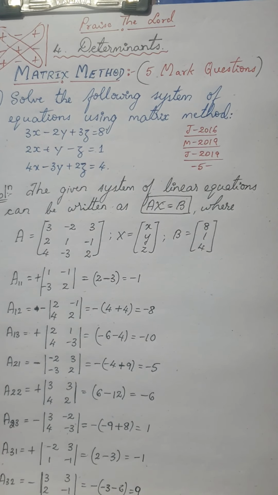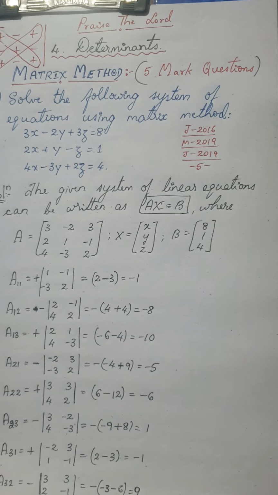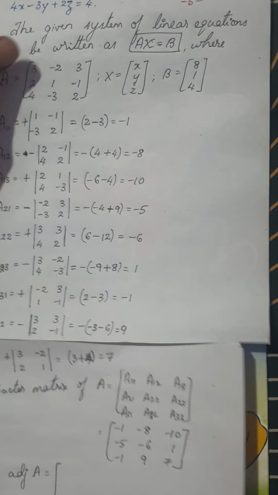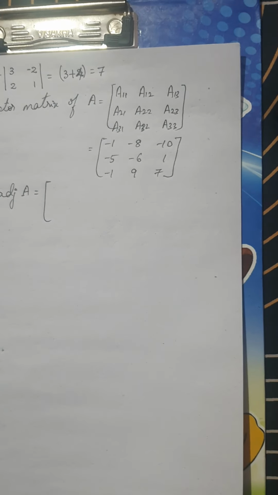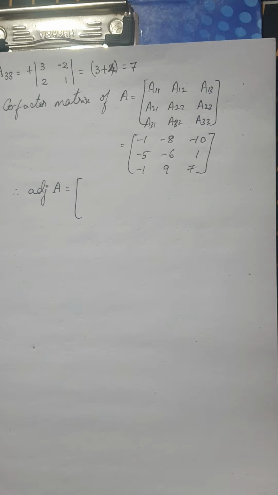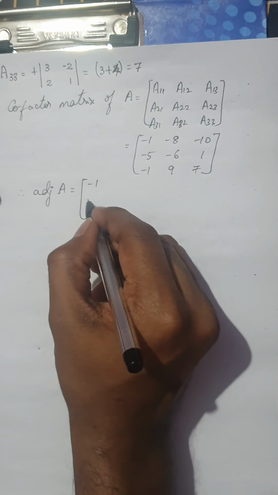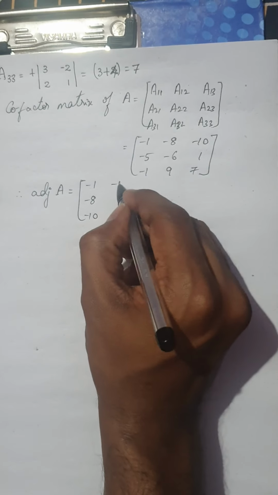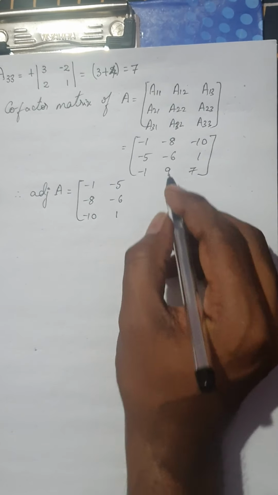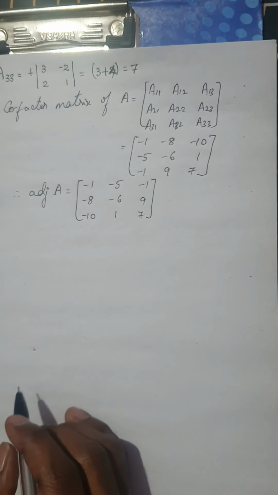Is it clear? So I have one more term left over. I want to get A33. So the transpose of this will be, you will get minus 1, minus 8, minus 10. Remember, convert the row into column, and minus 5, minus 6, 1, minus 1, 9 and 7. So I got my adjoint of A.